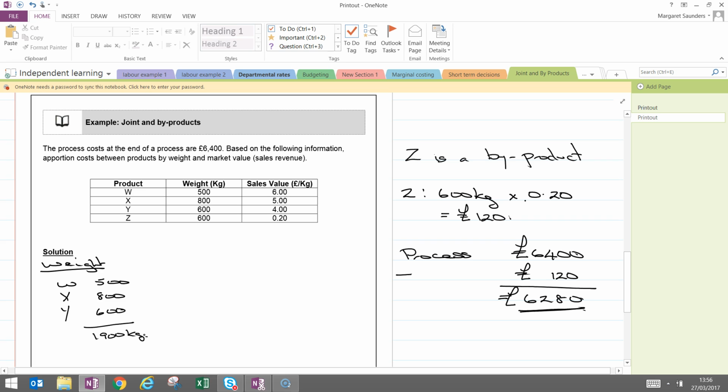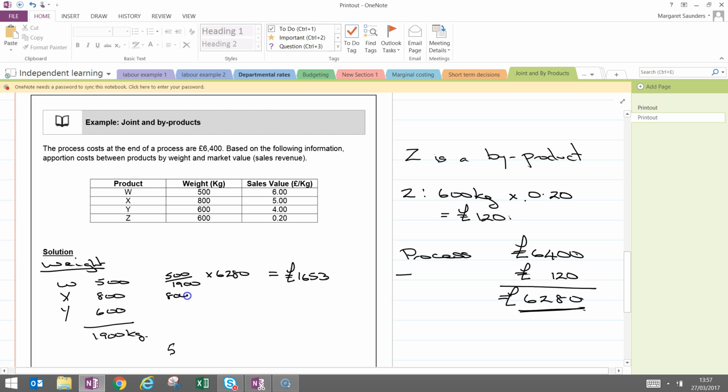So to apportion according to weight, the calculation is that we express each individual product as a percentage of the total weight and then apply the cost. So what that means is that for product W, that product W makes up 500 of the total 1900 kilos. Multiply that by 6280, which is our cost, and we can say the cost of product W is 1653.